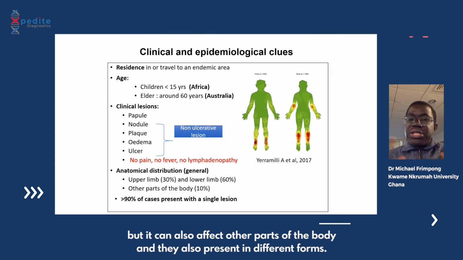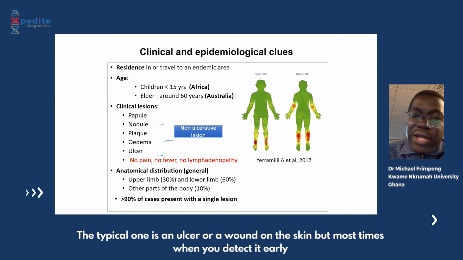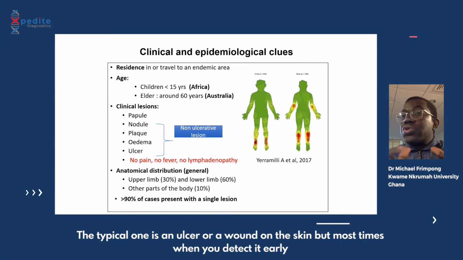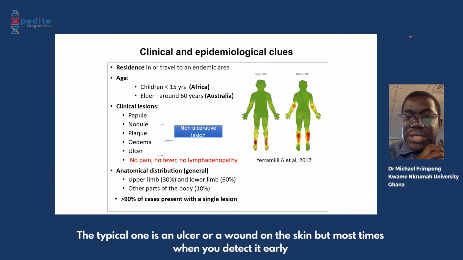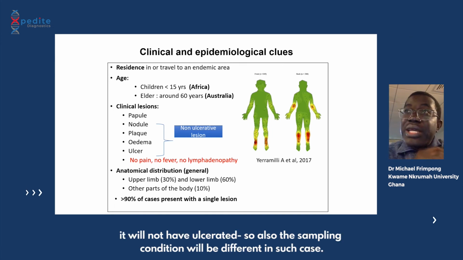And they also present in different forms. The typical one is they will come as an ulcer or a wound on the skin, but most times when you detect it early, it will not have ulcerated. And so also the sampling condition will be different in such a case.